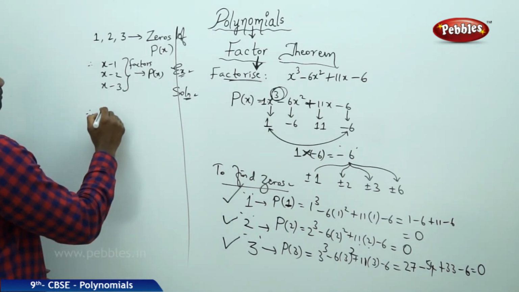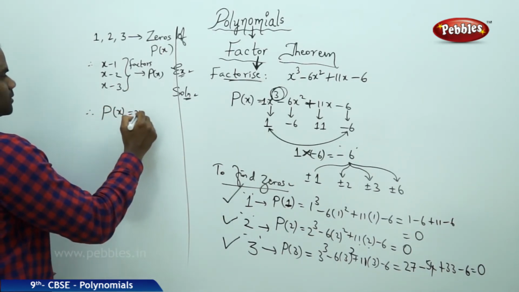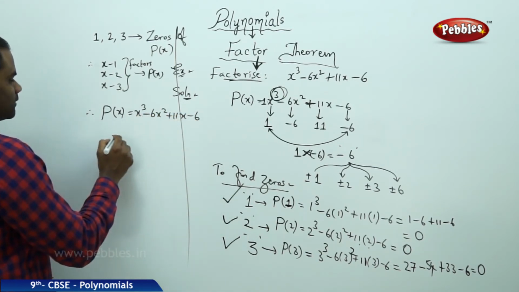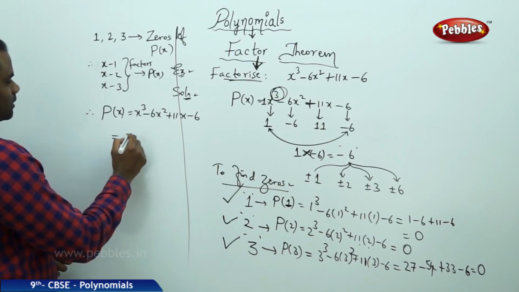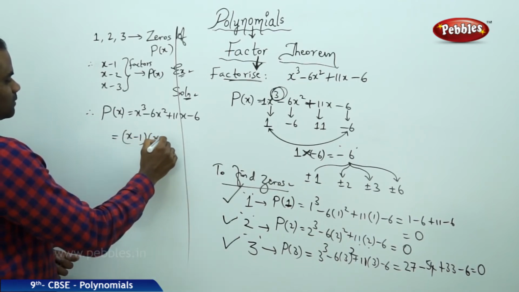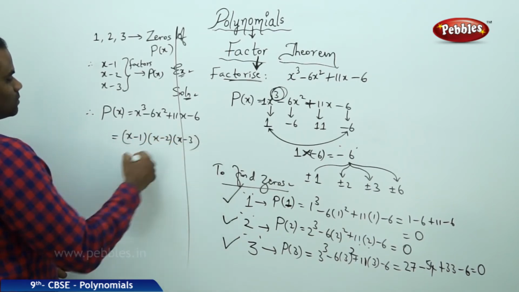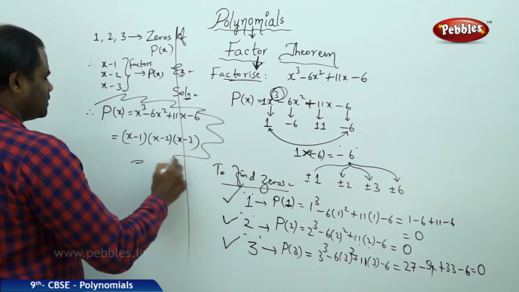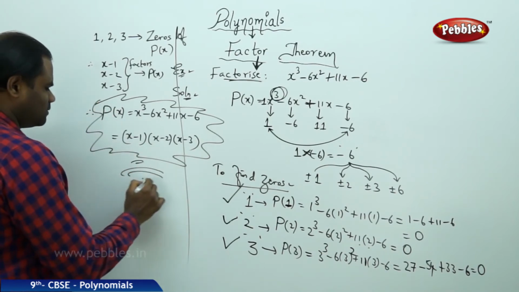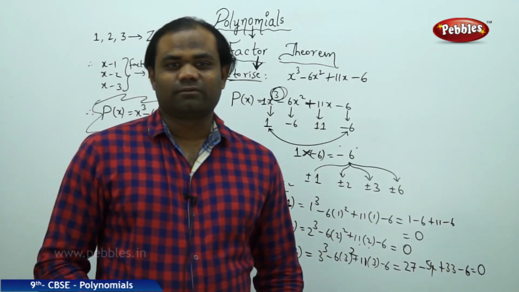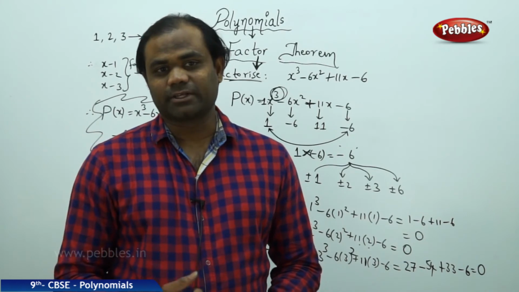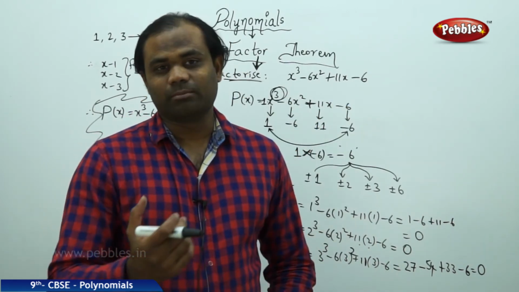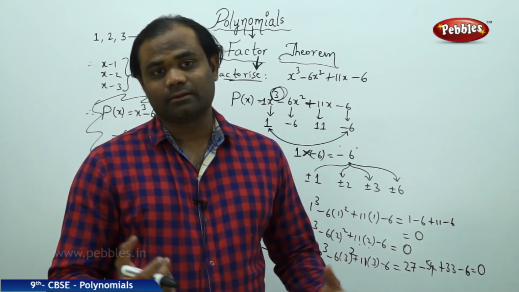Therefore, p of x, which is x cubed minus 6x squared plus 11x minus 6, can be written as x minus 1 times x minus 2 times x minus 3. That is how I get the possible factors. Finding the factors, or factorization, using the factor theorem is possible for any polynomial of degree n.